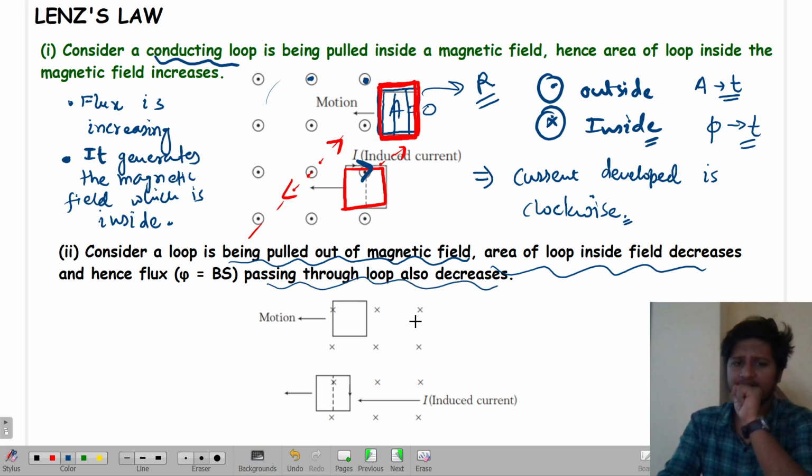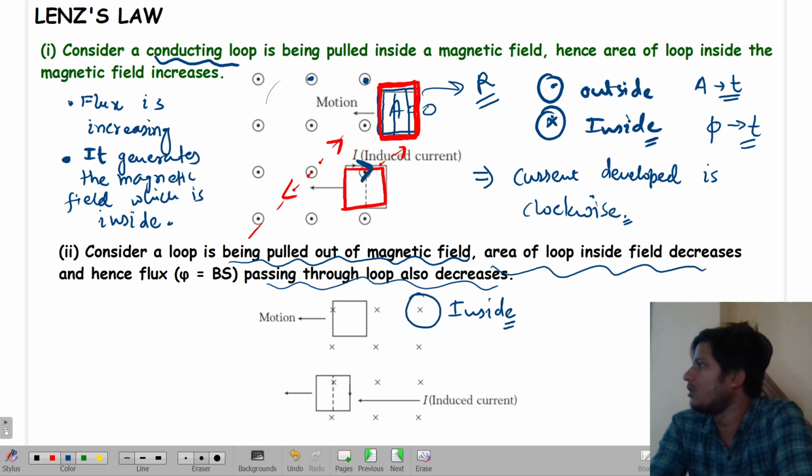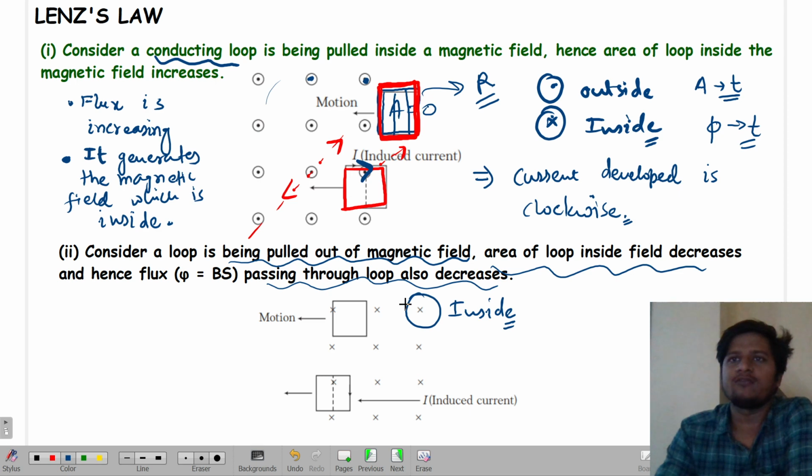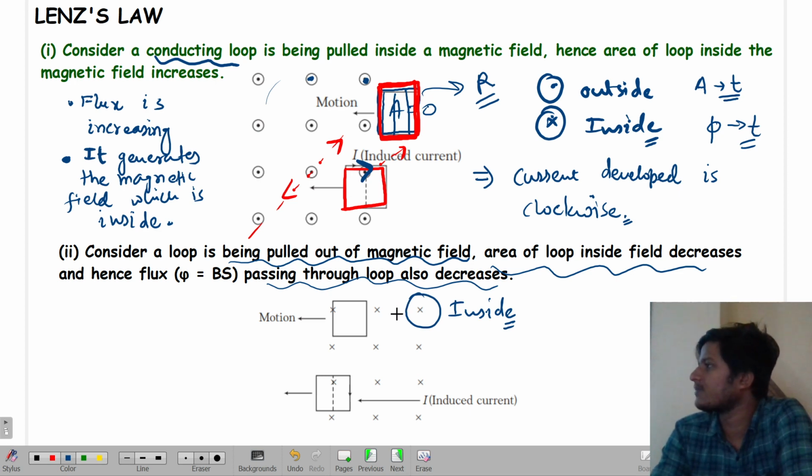But look at the magnetic field. This is which kind of magnetic field? Inside magnetic field. Got it or not? What kind of magnetic field it is? Inside magnetic field. Now, when the loop is getting pulled out of the magnetic field, what is happening? Its flux is getting decreased or not? So what should be the condition of the loop? That flux should not decrease. Right or not? How will the flux not decrease?